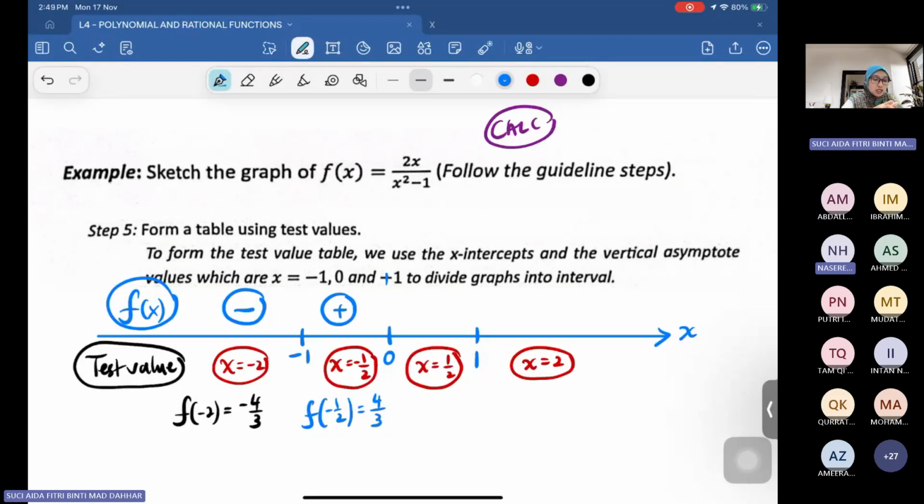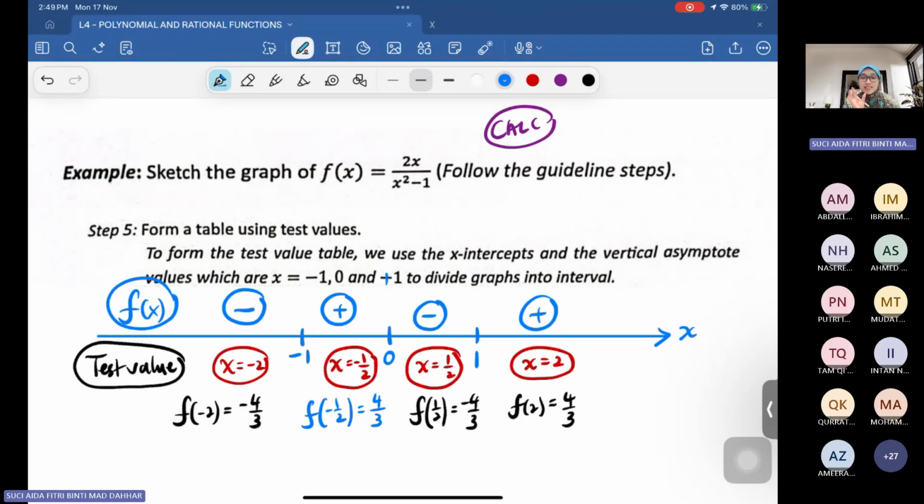Now change it again to the next test value, x equals positive half. What will you get? This time I got a negative value, f of half is equal to negative 4/3. So it is negative in this region. Lastly, change your x to 2. This time I got f(2) equals positive 4/3. So this is now positive.